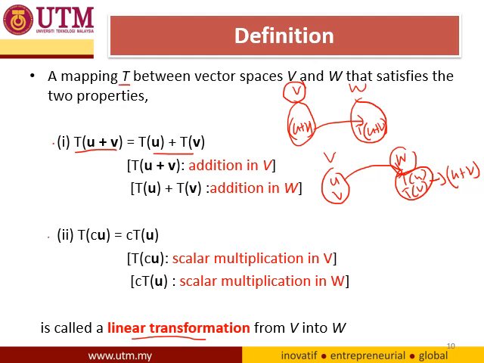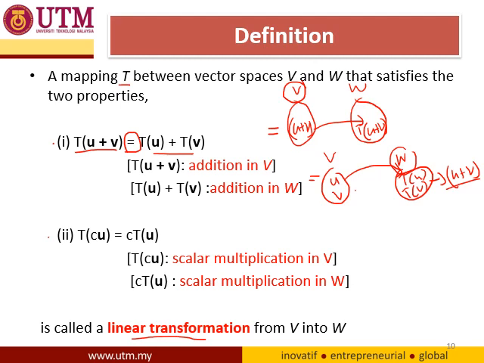But for this one, you transform first, then add. Okay, so this transformation happens in V, the transformation of U plus V. You add first, and then you transform it. For the second one here, you transform first, then add. And it must be the same, this must be equal to this. Then you can say that it is a linear transformation.